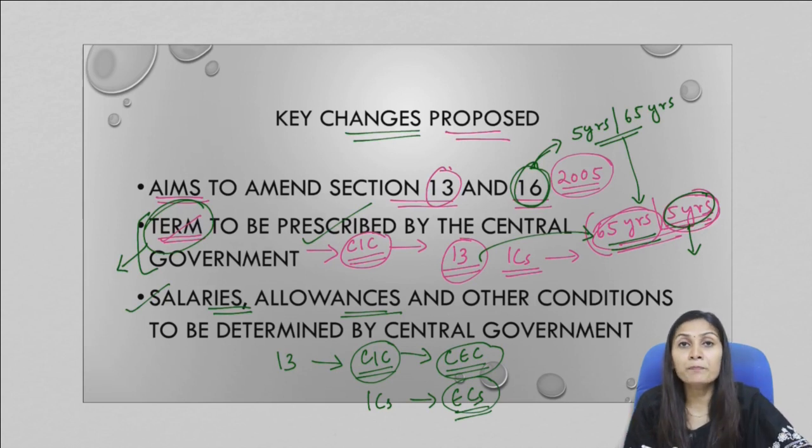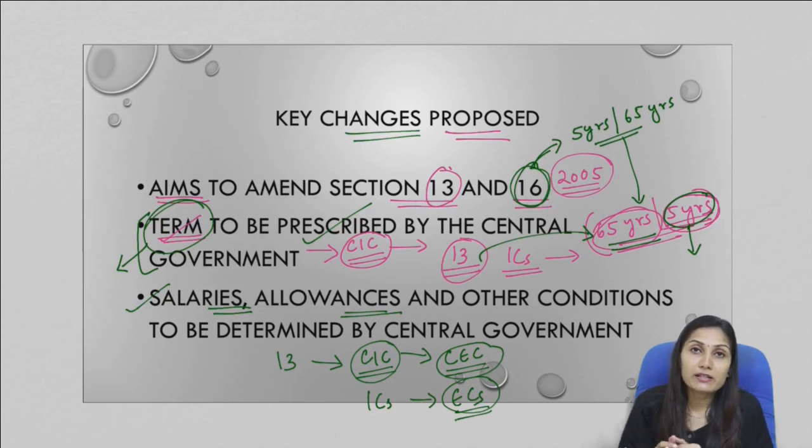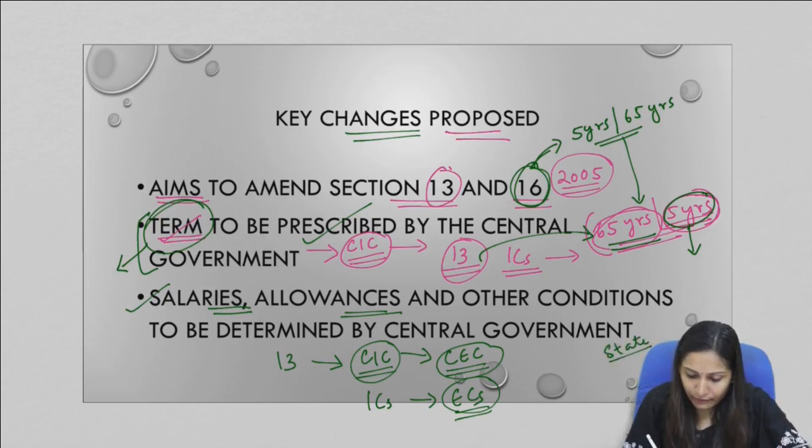So we can say that the salary, allowances and other service conditions of the information commissioners, including the CIC, were similar to that of election commissioners, including the Chief Election Commissioner. Now, if we come to the state level, the Chief Information Commissioner at the state has a salary similar to that of the State Election Commissioner, and the other information commissioners have a salary similar to the Chief Secretary of the state. This was under Section 16 of the RTI Act. This is the original Act.